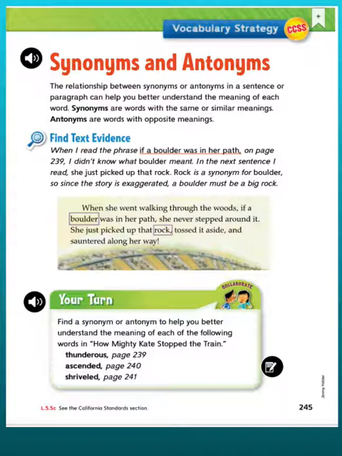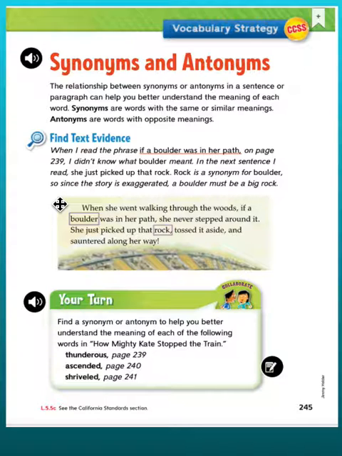So the relationship between synonyms or antonyms in a sentence or paragraph can help you better understand the meaning of each word. Again, synonyms are words with the same or similar meanings, and antonyms are words with opposite meanings. So let's look at an example from How Mighty Kate Stopped the Train.